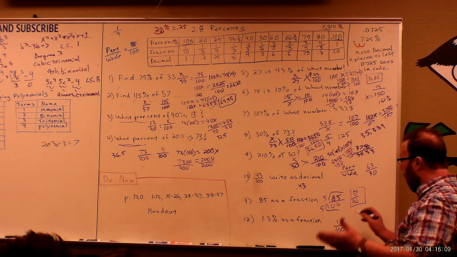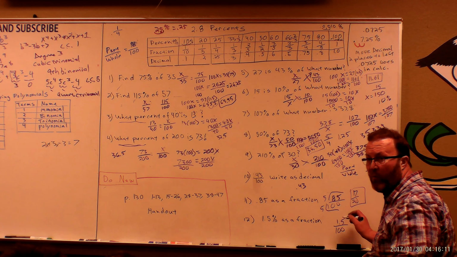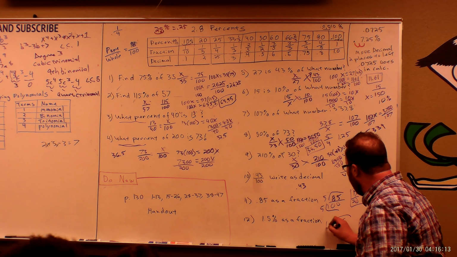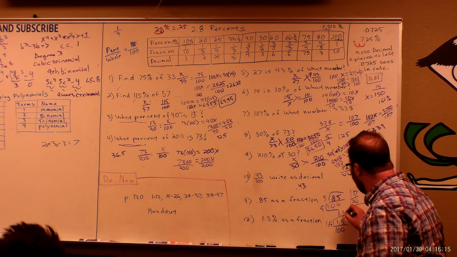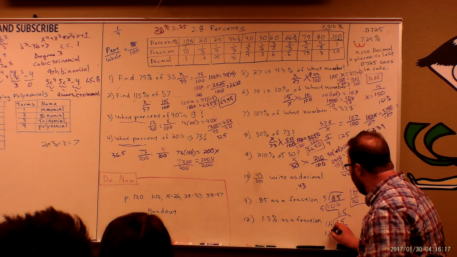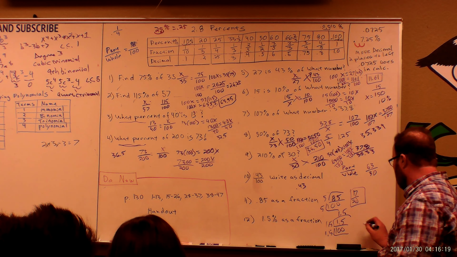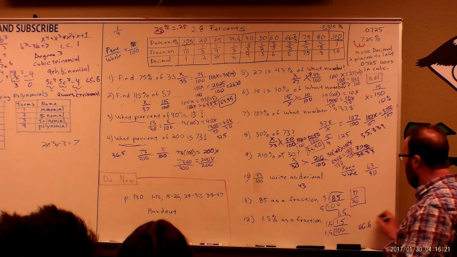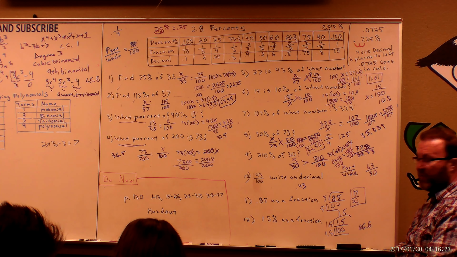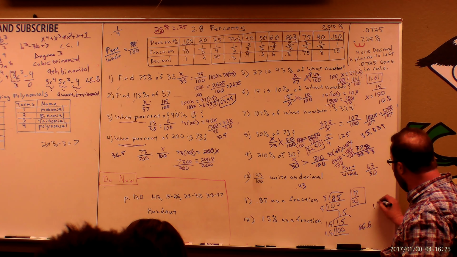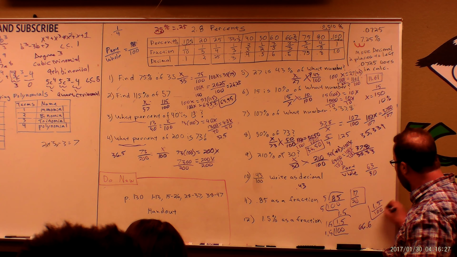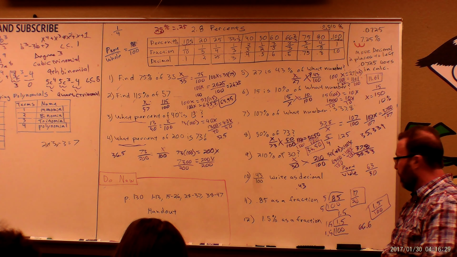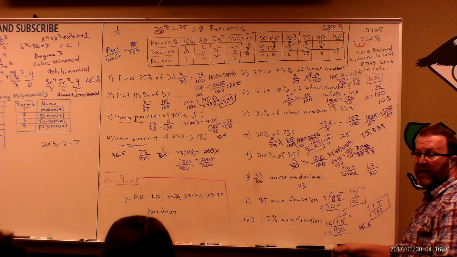The only way we can reduce this is by 1.5. So if we divide this by 1.5, divide this by 1.5, what's 100 divided by 1.5? 66.66. We can't have a decimal at the bottom. This is reduced. It can't go any lower. That's our answer.